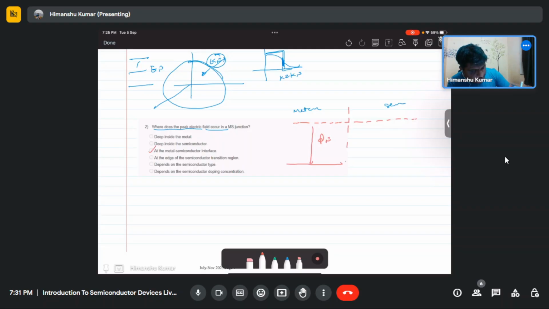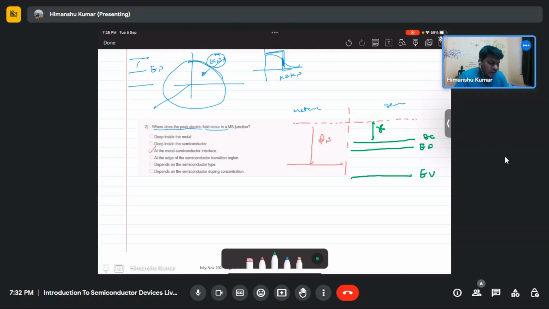So this is the junction, and if you draw the semiconductor Fermi level, let's say it is here, EF, and the semiconductor conduction band EC is here, and this is chi, and this is EV. So this is just the non-equilibrium band diagram.